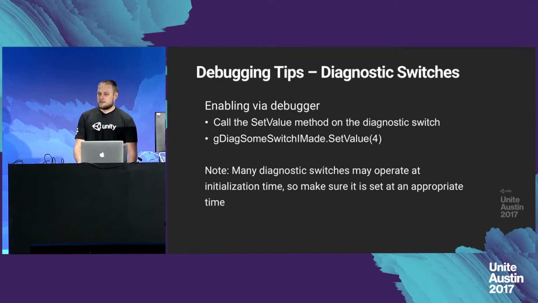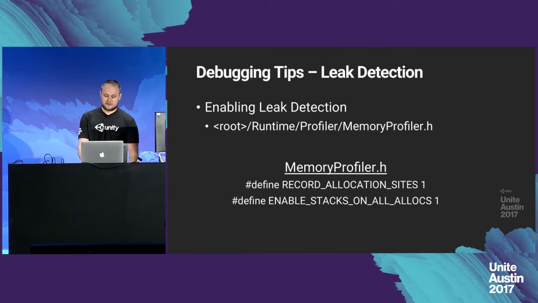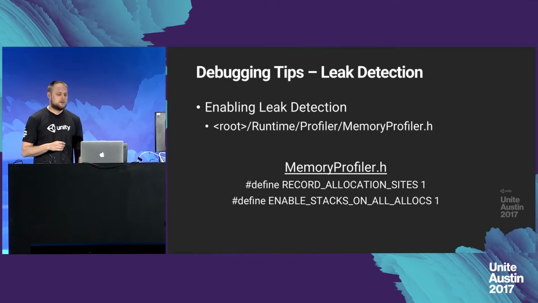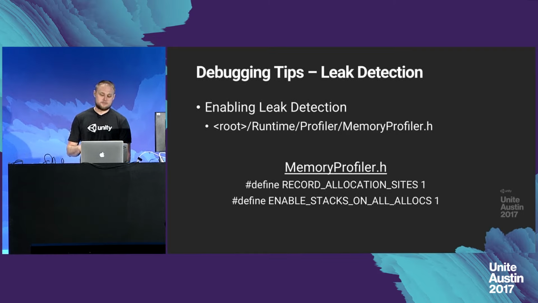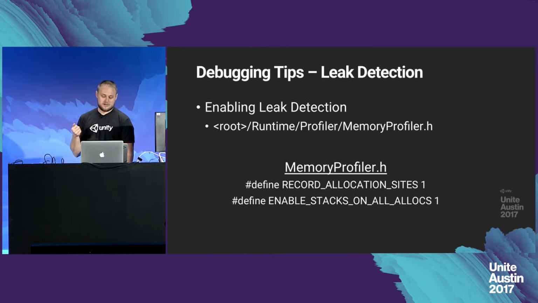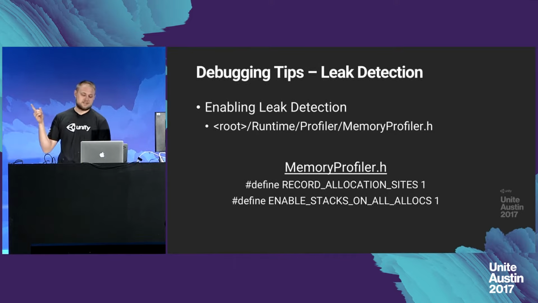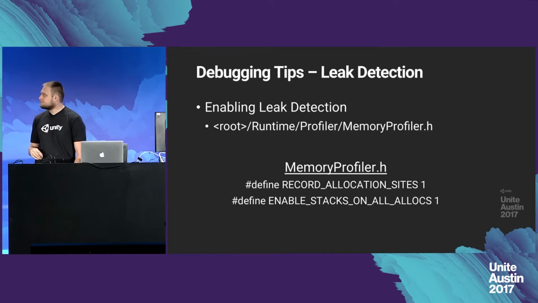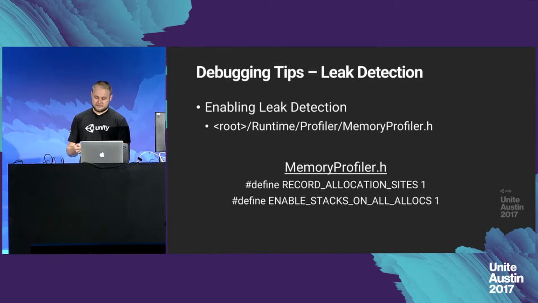So that covers diagnostic switches. And then next up, we're going to talk about leak detection. Scott talked a little bit about this, but it's a pretty simple system within the code base. If you want to check out the definitions, you can go to memoryprofiler.h. Essentially, the two definitions you're looking for are record allocation sites and enable stacks on all allocations, which is also the flag you can use to get the call stack allocations in the profiler. This one's really simple.